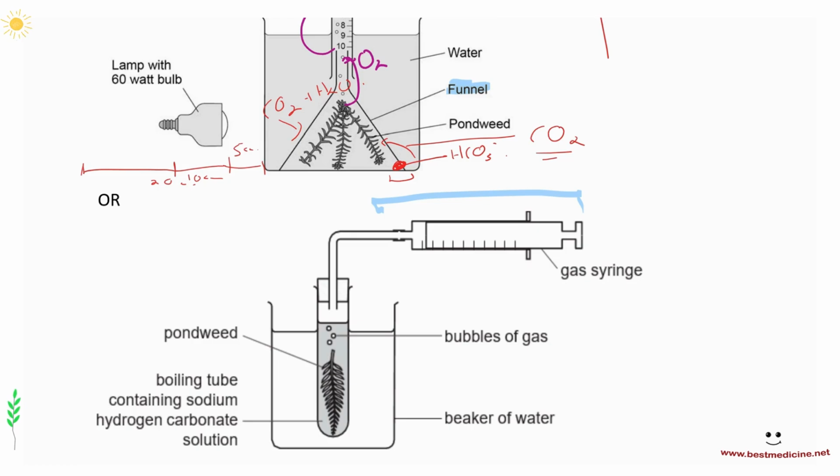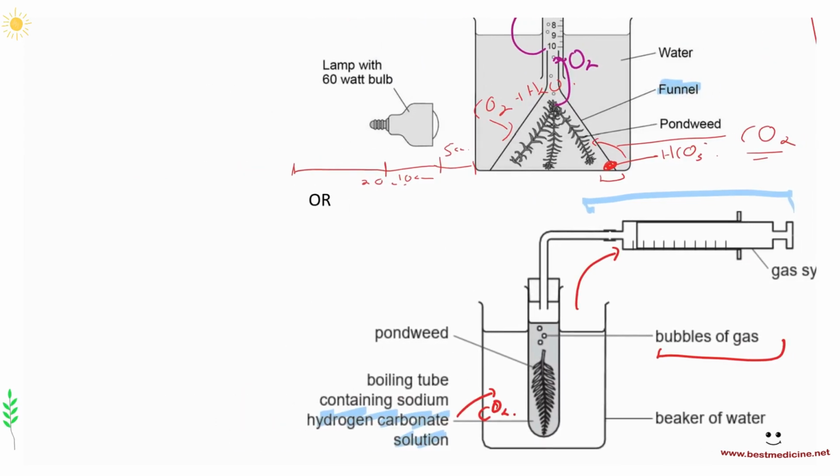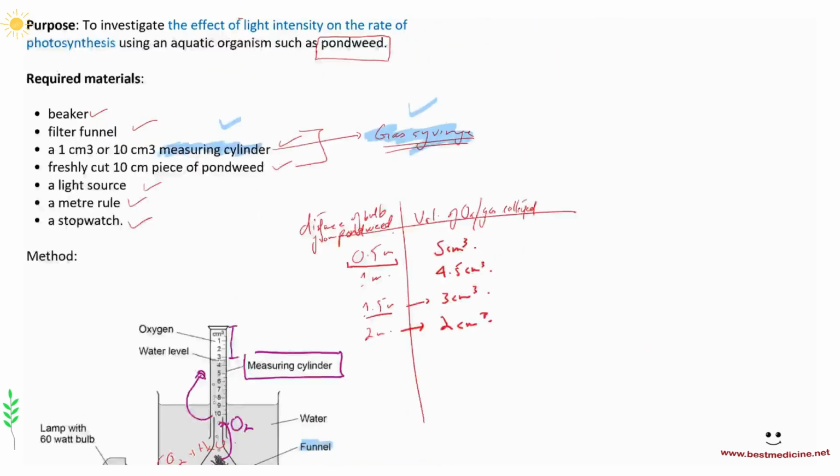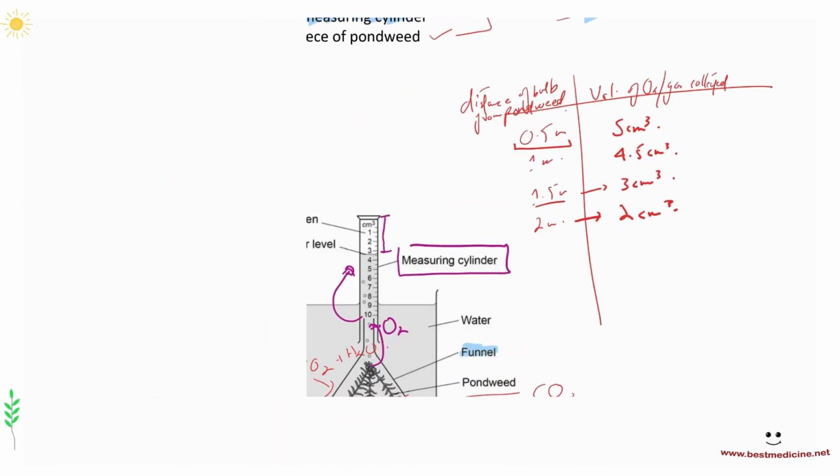In this particular example, we also have the hydrogen carbonate solution, which is a source for CO2. This will provide the CO2 here. Water is already there, and it's going to start producing oxygen. And then oxygen is going to be collected in the syringe. Again, you can put a lamp here and try to change the light intensity by moving the lamp away or closer to the pond weed, using a ruler, and then record your data in a table like this. Okay?